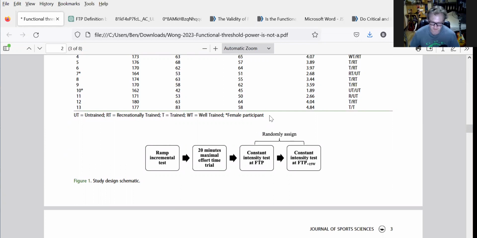Anyway, what do they do in this test? So first they did a ramp incremental test for VO2 max. I want to make something very clear. This was a VO2 max test. This was not the TrainerRoad or the Zwift ramp test. This was a specific test to get VO2 max.